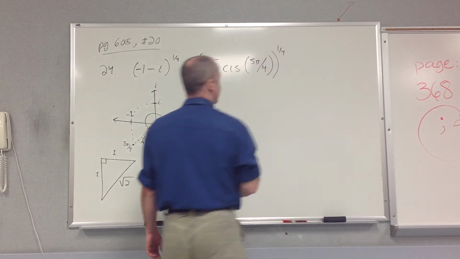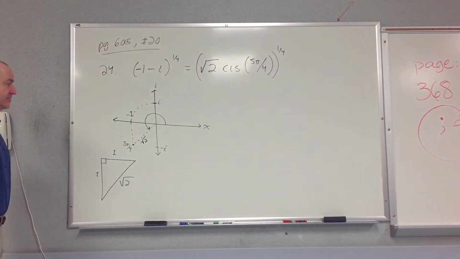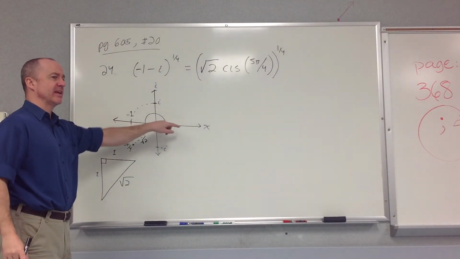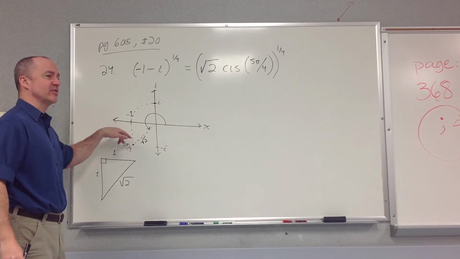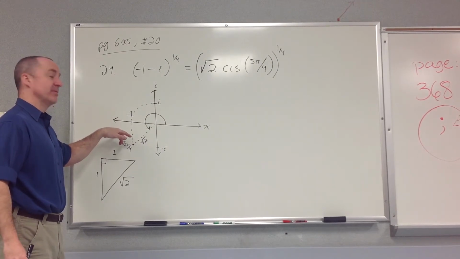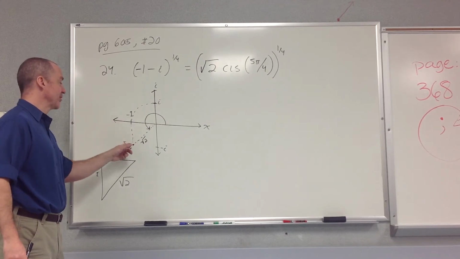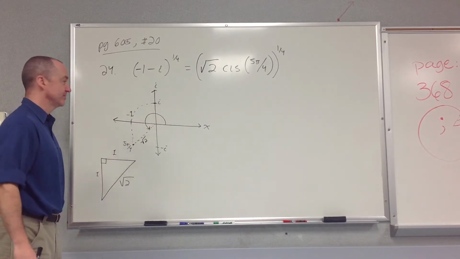Wait, reference angle? 5 pi over 4 is the standard angle, making a 45-degree reference angle in quadrant 3. I think you said 5 pi over 4 is your reference angle. I probably did say it wrong, and I apologize. 5 pi over 4 is definitely a standard angle.